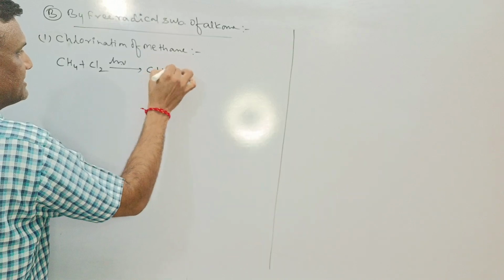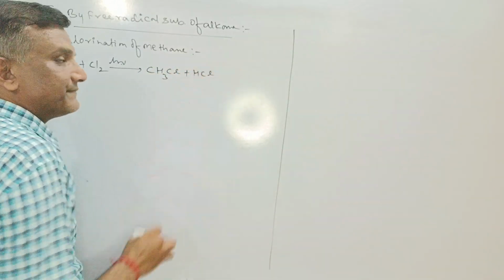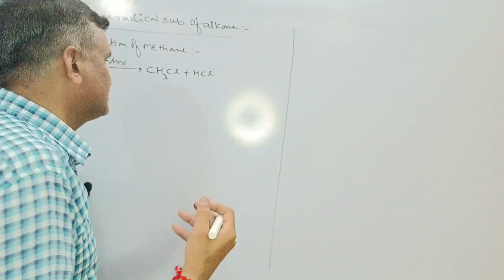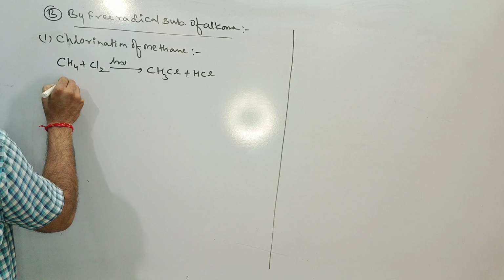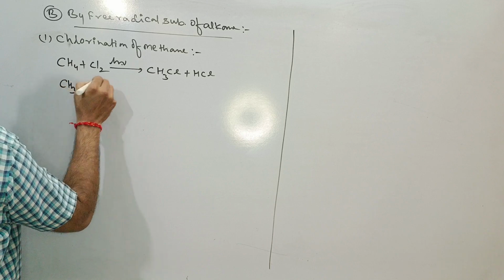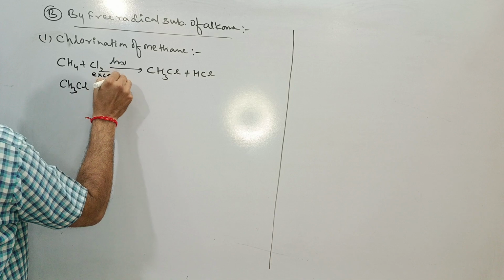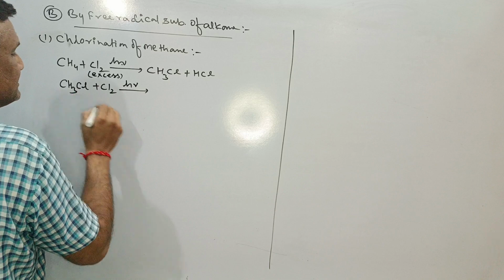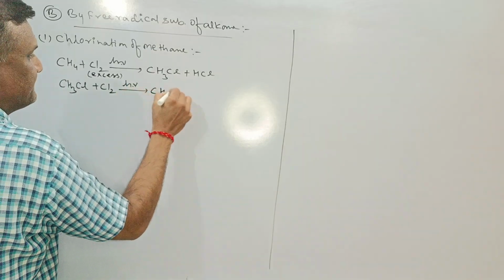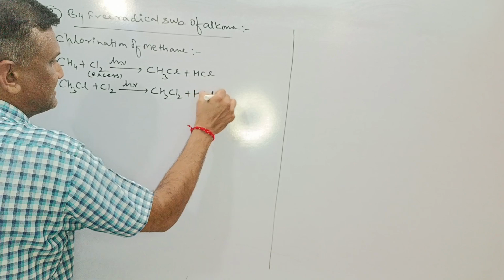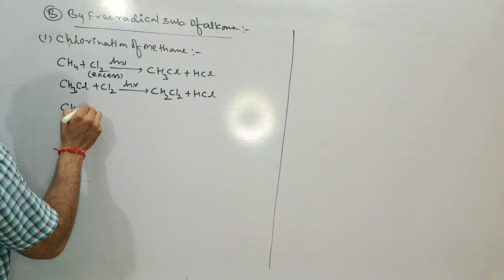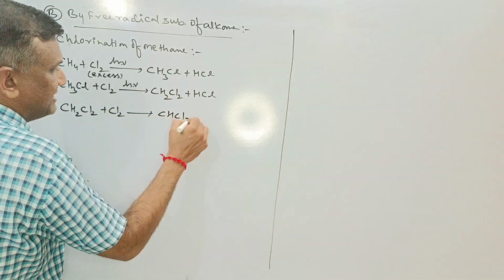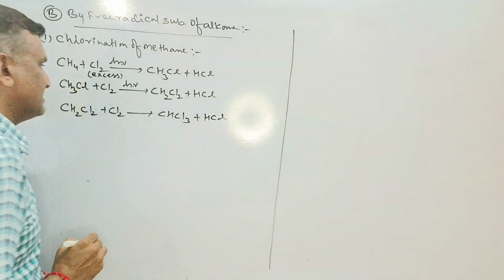Here there will be formation of CH3Cl plus HCl in the first step. Different compounds will form, meaning a mixture of halogen derivatives. In the second step, this CH3Cl reacts again with excess Cl2 to form CH2Cl2 with the release of HCl. Then CH2Cl2 reacts with Cl2 to form CHCl3 as chloroform and HCl.